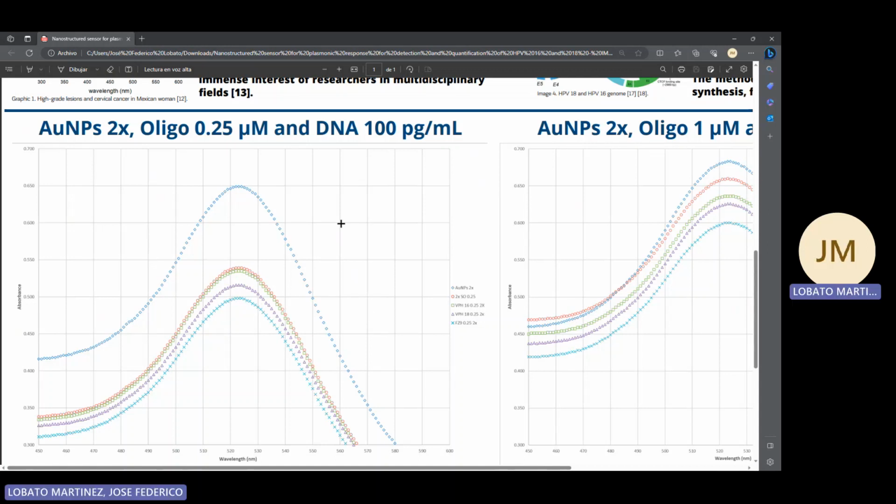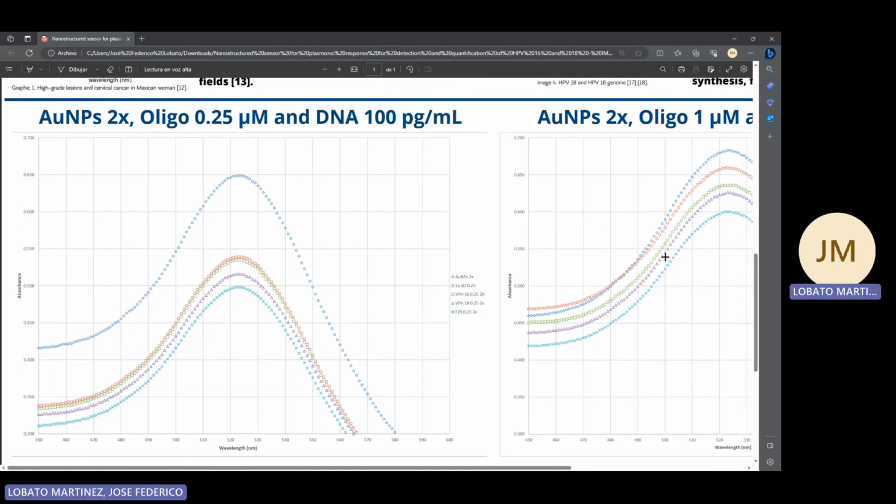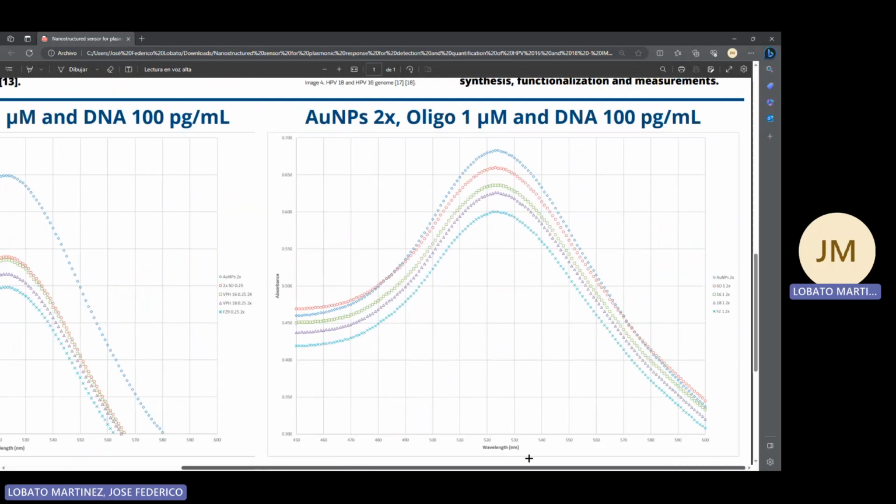Well, first we can see that the measurements actually differentiate between HPV 16, 18, and FCD9. But these results can be increased when the concentration of the oligo is increased from 0.25 to 1 micromolar.